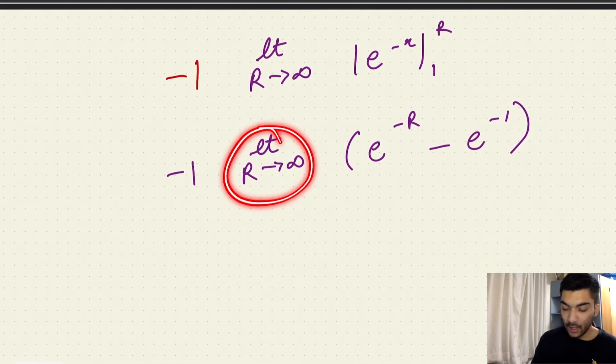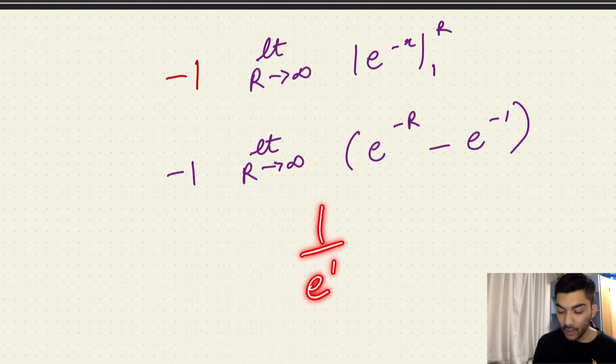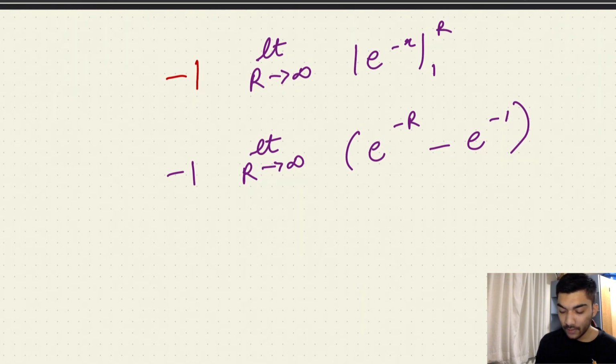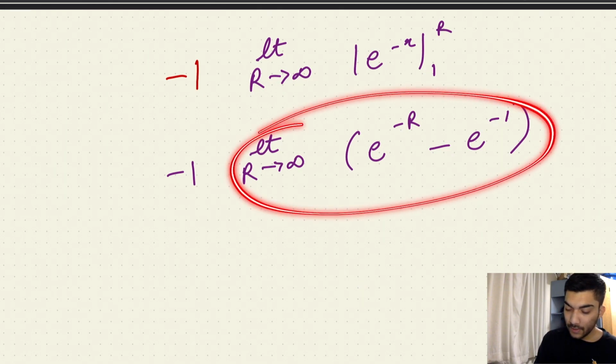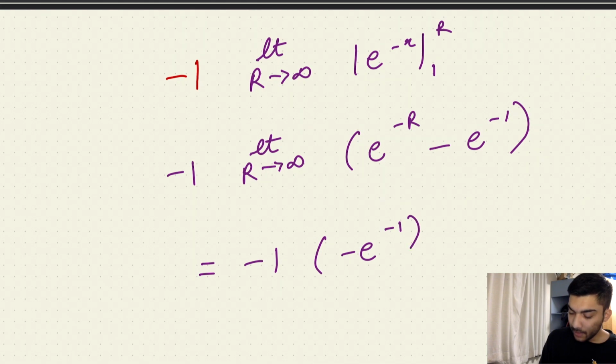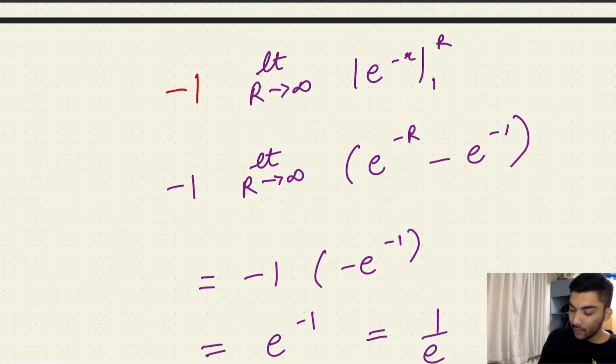And you know that when you take limit r approaches infinity, this term approaches 0, right? Because this is 1 upon e to the power r. So if capital R approaches infinity, this expression approaches 0, right? So this expression over here will be simply equal to minus e to the power minus 1, right? So this will be minus 1 times simply minus e to the power minus 1. And this would be e to the power minus 1, which is 1 by e.